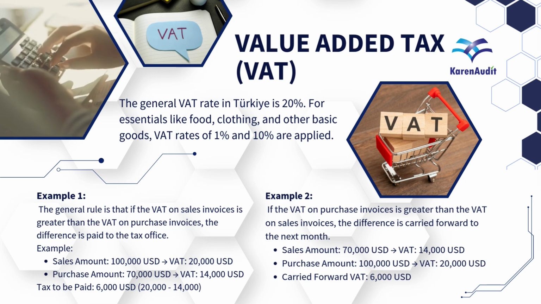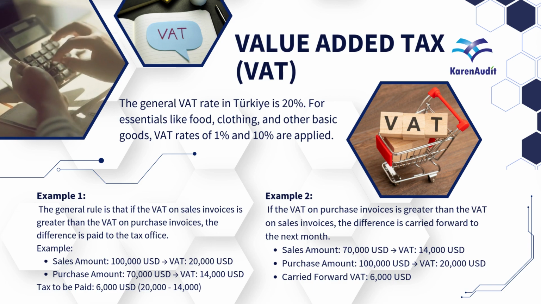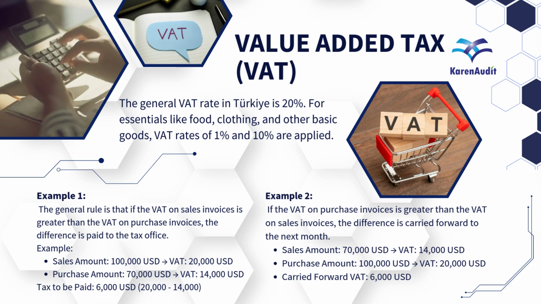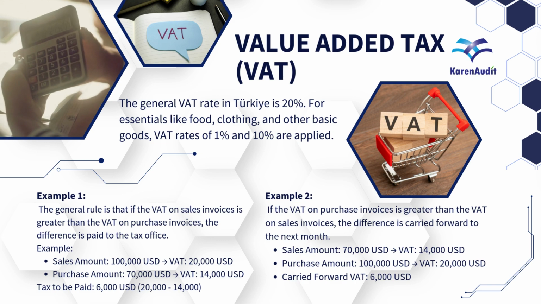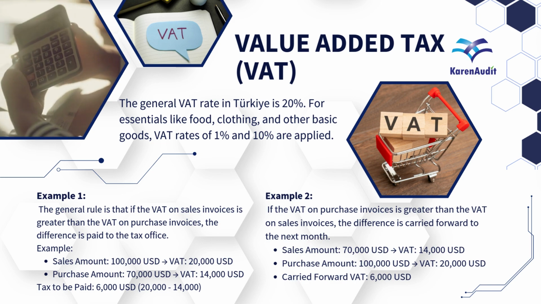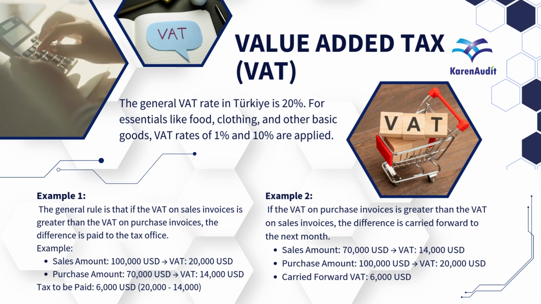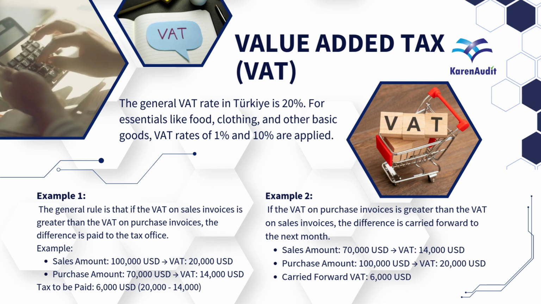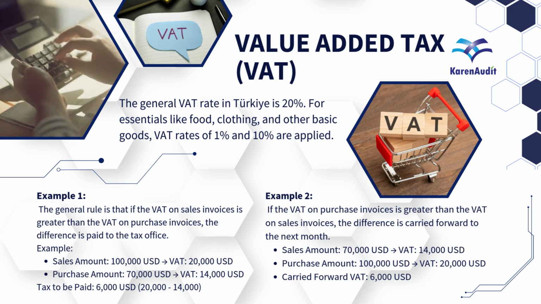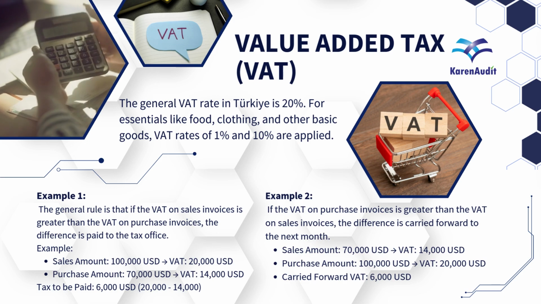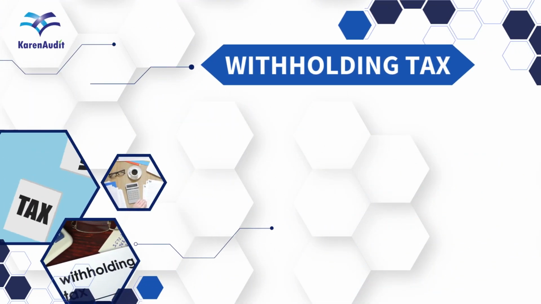For example, sales amount can be $70,000 and the VAT $14,000. And the purchase amount $100,000 and VAT $20,000. Carried forward VAT is $6,000. So VAT returns are filed by the 28th of each month. And if there is tax to be paid, it must be done within the same period.